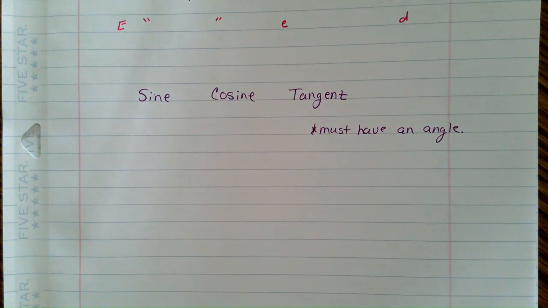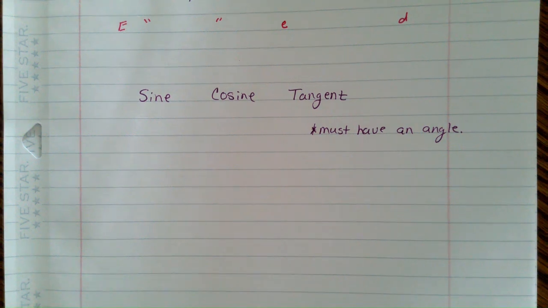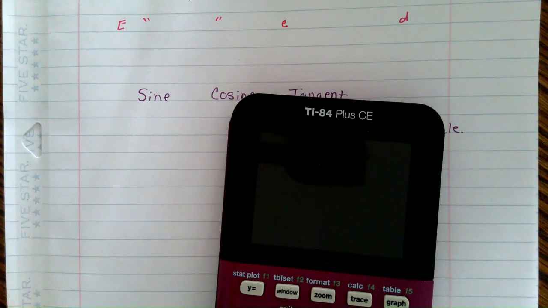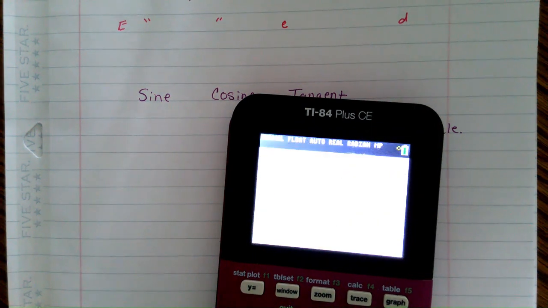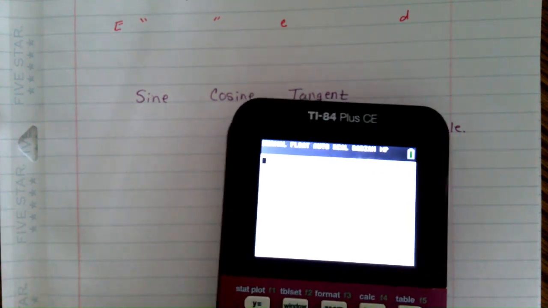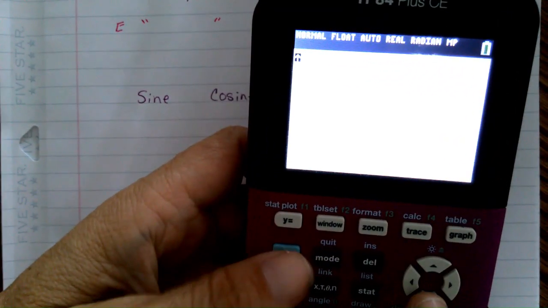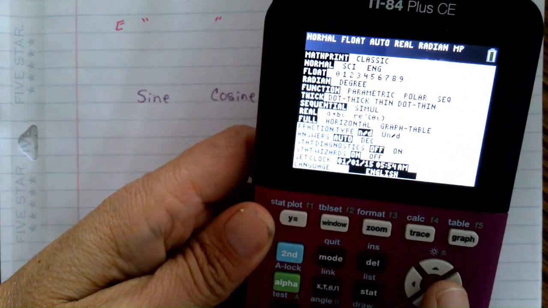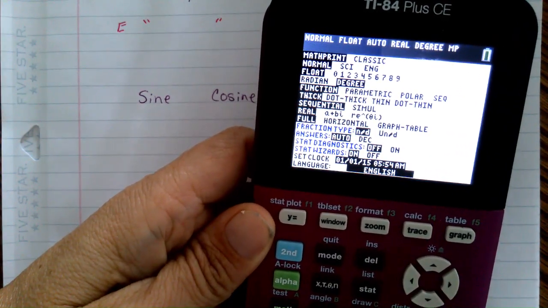Now, can your angle be a variable? Yes. Here's the deal though. Right now you only know about degree angles, so if you're using a calculator, my calculator does not say degree in any way, shape, or form on it. So I'm going to have to come up here into my mode. Let me turn down the brightness. And I'm going to have to get rid of radian, and I need degrees.